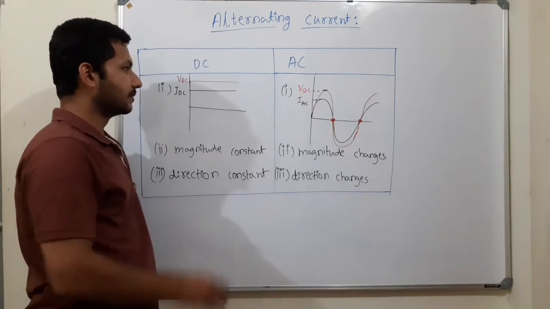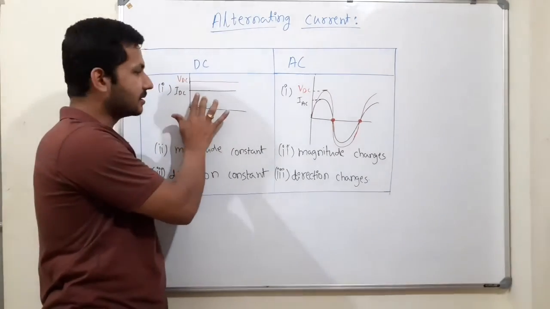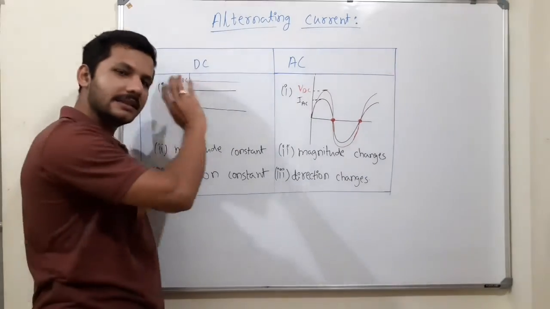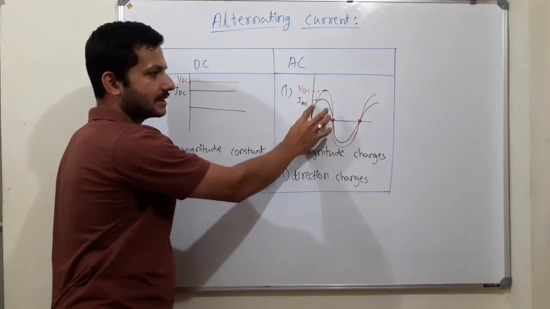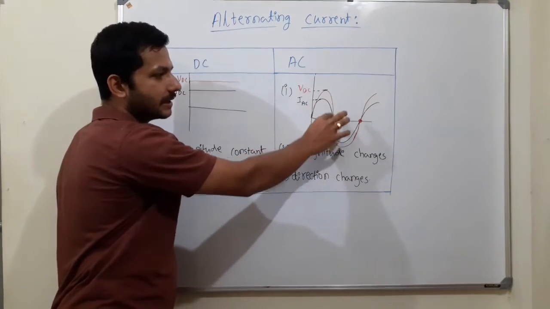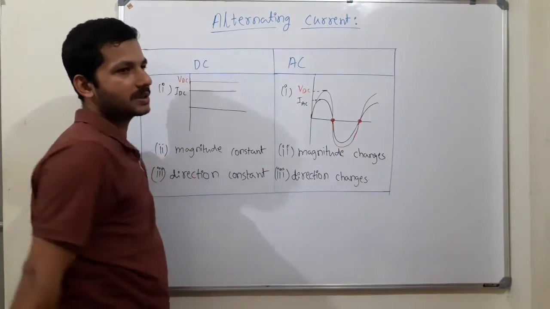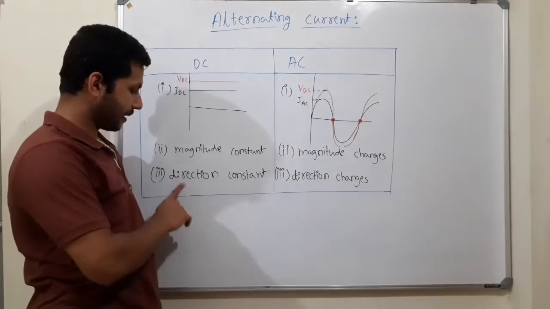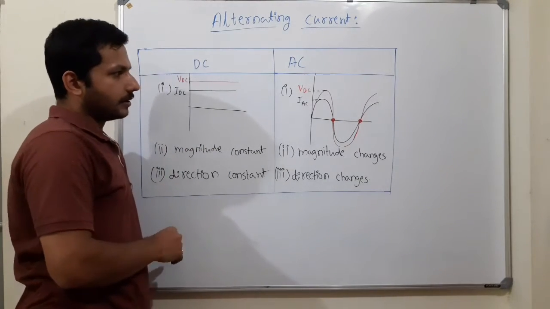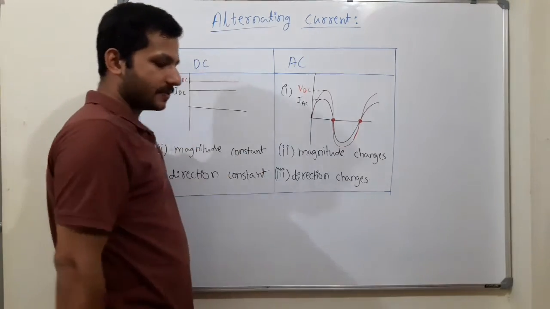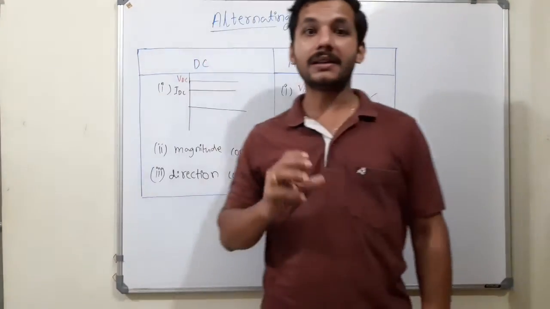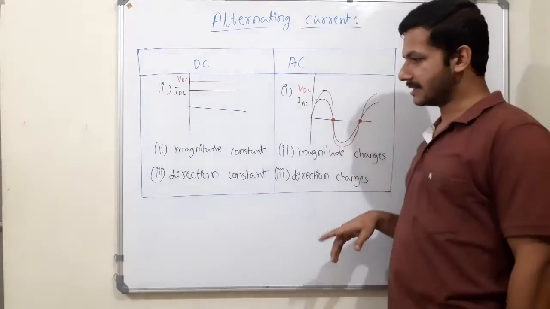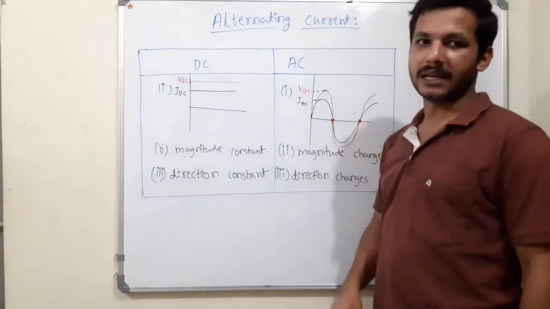Similarly, the direction. Here direction also doesn't change. It is on the upper side, so it remains throughout in the same direction. Whereas here you can see it goes to the positive direction, then comes to the negative, then again goes to the positive direction. So like this, direction changes constantly. And of course in the case of AC, the polarity of the alternating current changes, whereas in DC polarity doesn't change.